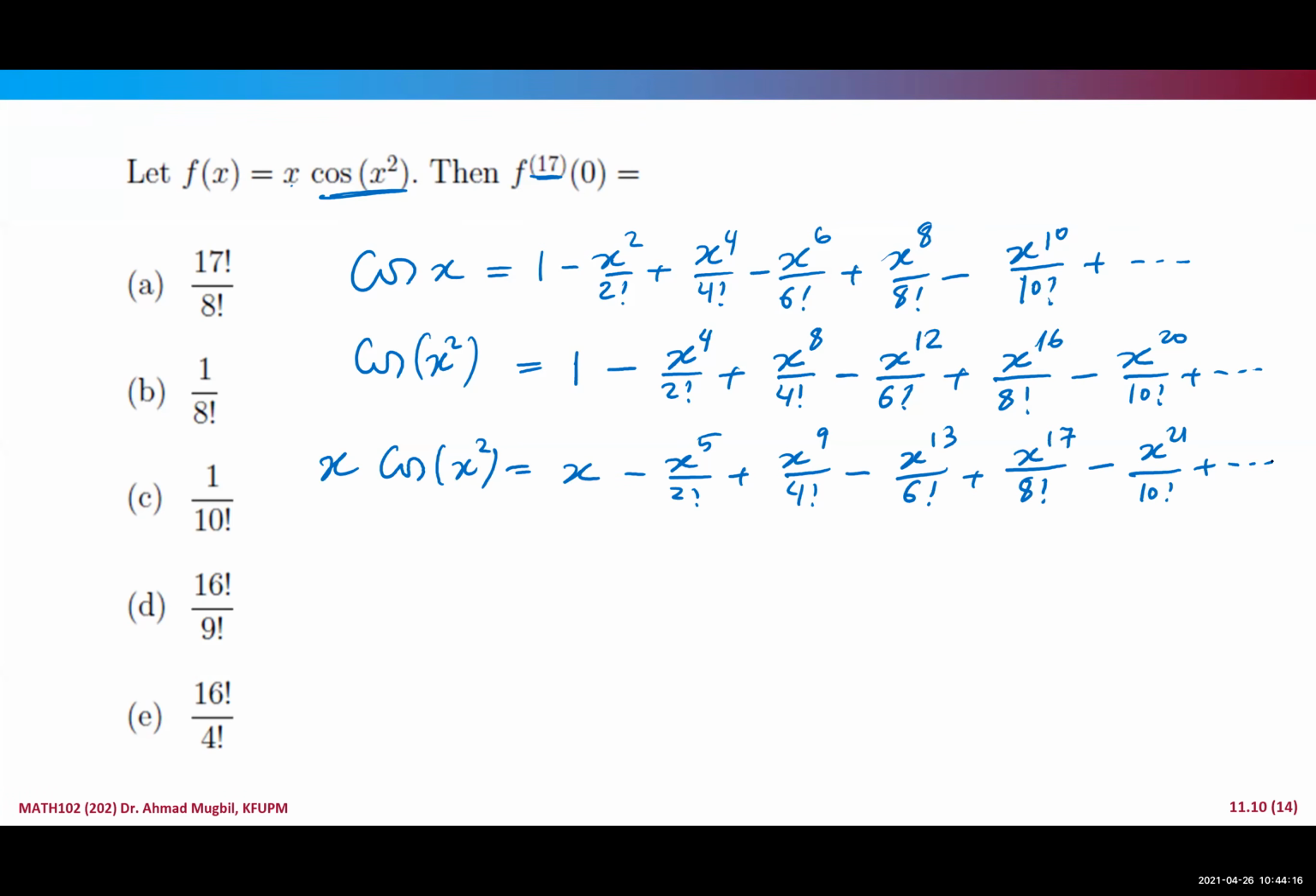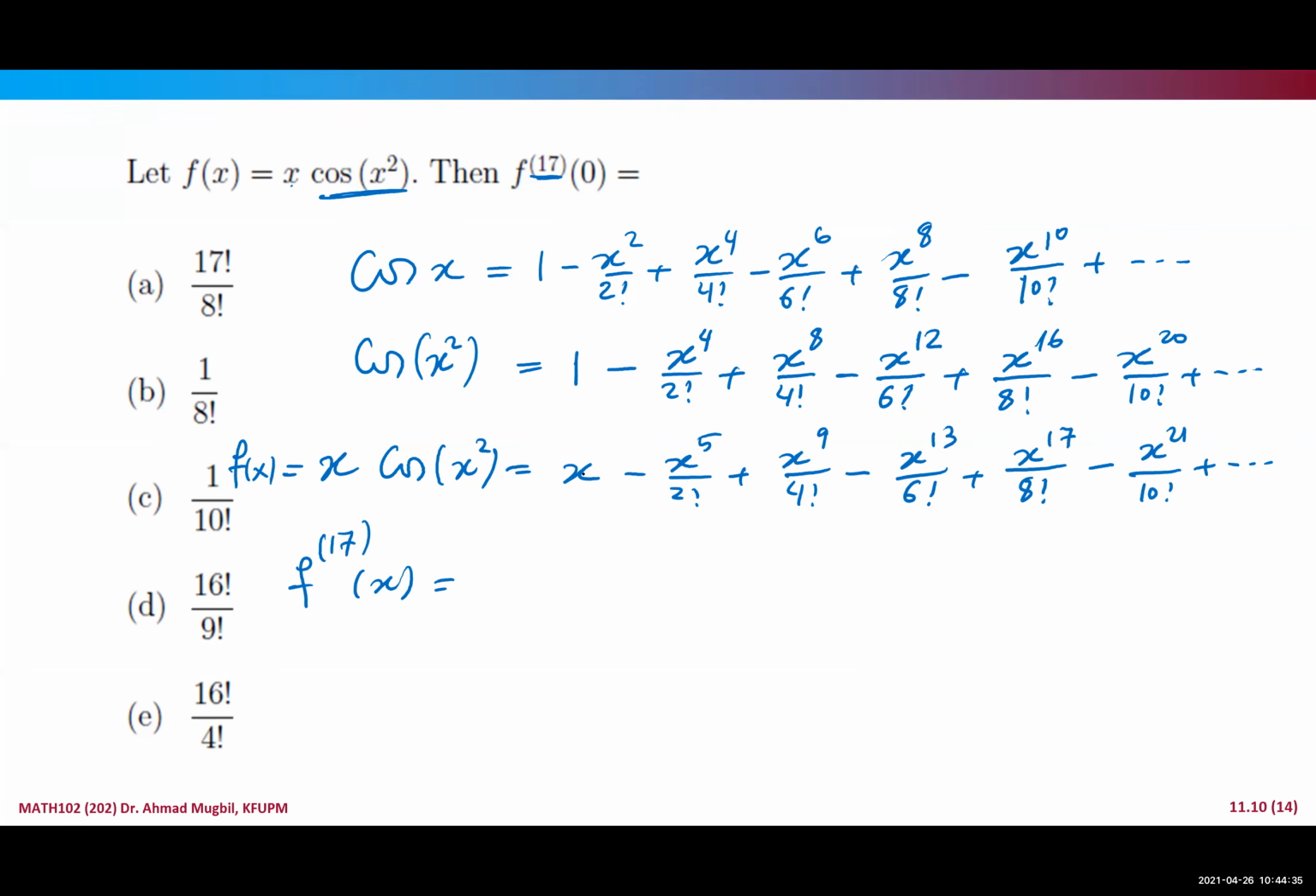Now what we want, guys, this is our function. This is f of x. Now what we want is the derivative number 17 at x, and then we evaluate it at 0. So what is the 17th derivative of this function, guys?